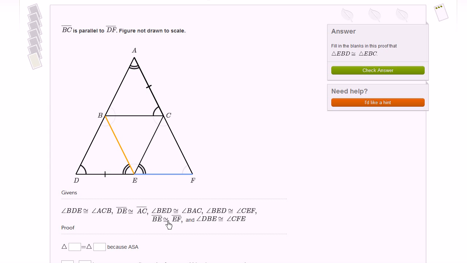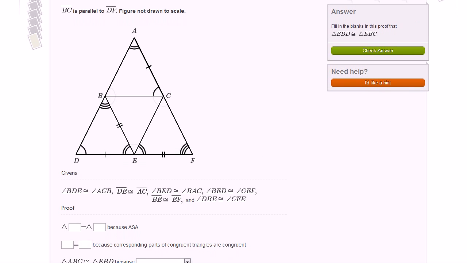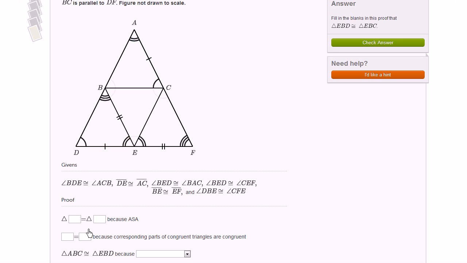And then they tell us that BE is congruent to EF. So BE is congruent to EF. And then finally, they tell us that angle DBE is congruent to CFE. So DBE, I'll put 3, DBE is congruent to CFE. So now let's try to do our proof. And they've already kind of done a scaffold of our proof, and we need to essentially fill in the blanks. So this first thing, they're comparing two triangles, and they say those two triangles are congruent because of angle side angle. So where can we even make that statement?